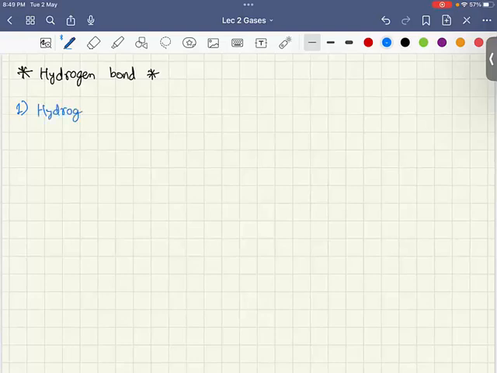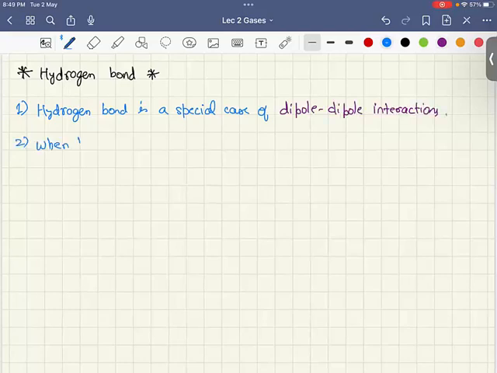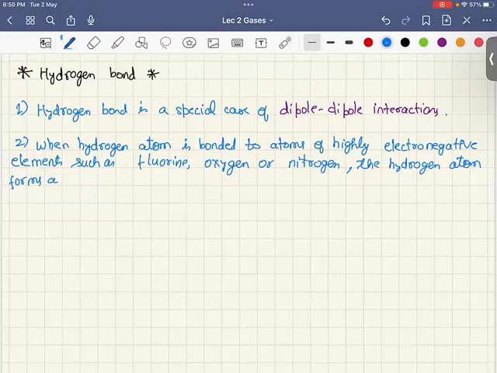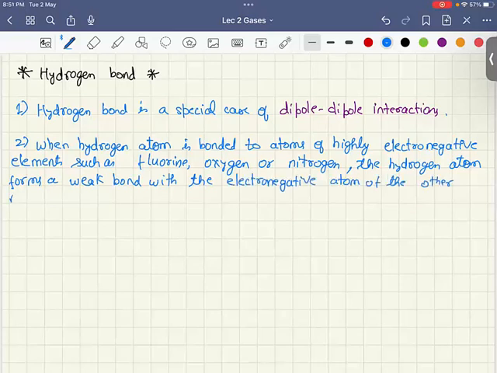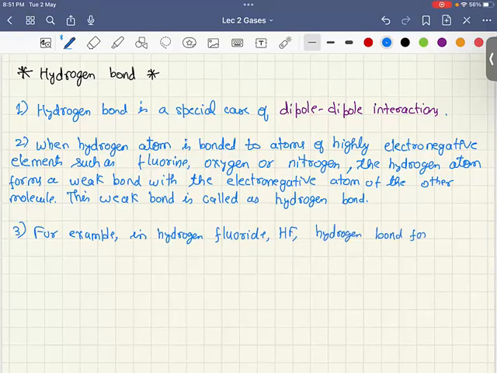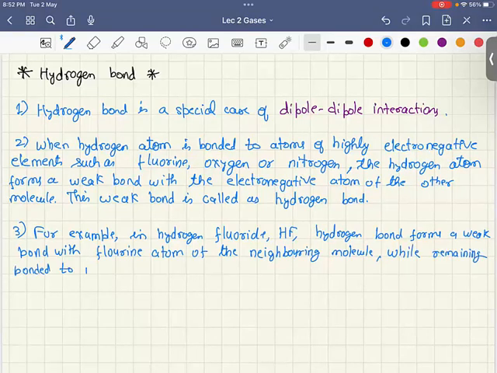Hydrogen bond. A hydrogen bond is a special case of dipole-dipole interaction when a hydrogen atom is bonded to atoms of highly electronegative elements such as fluorine, oxygen, or nitrogen. The hydrogen atom forms a weak bond with the electronegative atom of the other molecule. This weak bond is called a hydrogen bond. For example, in hydrogen fluoride, HF, hydrogen forms a weak bond with the fluorine atom of the neighboring molecule while remaining bonded to its own fluorine atom. This may be shown as follows.